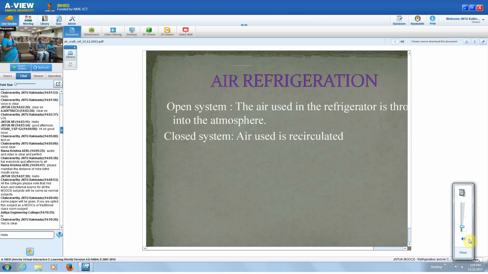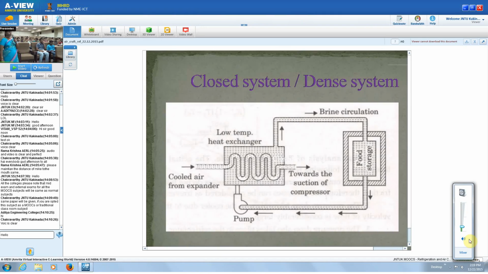So already we have seen that air refrigeration is again of two types, open system and closed system. In the open system, the exhaust is sent into the atmosphere, whereas in the closed system, the air used is circulated throughout the cycle. So the closed system is also called a dense system.